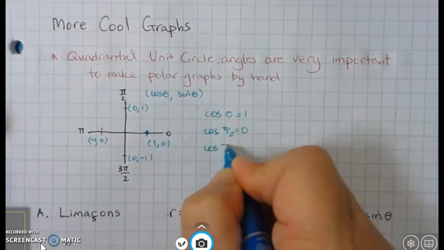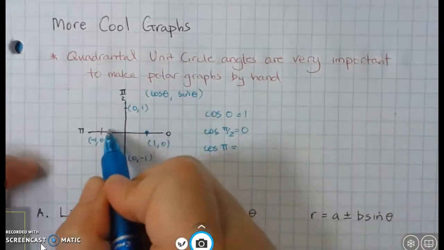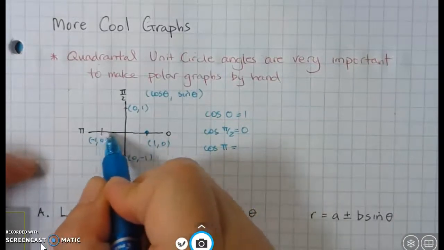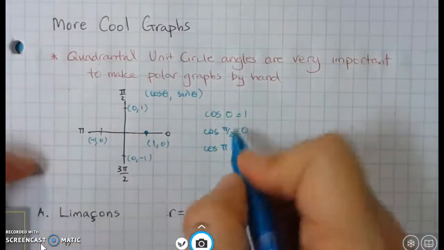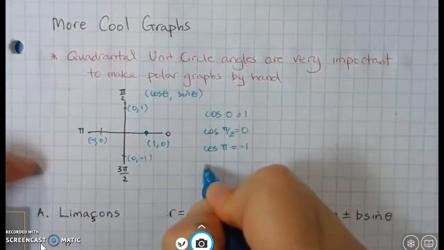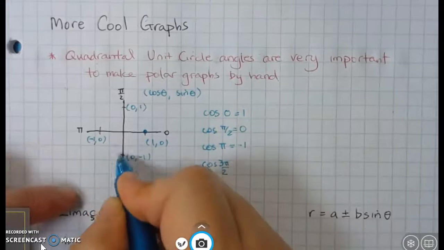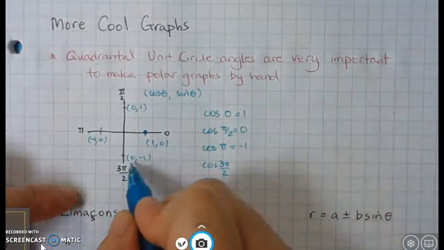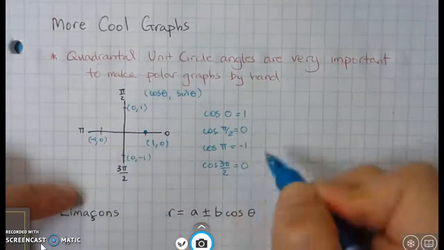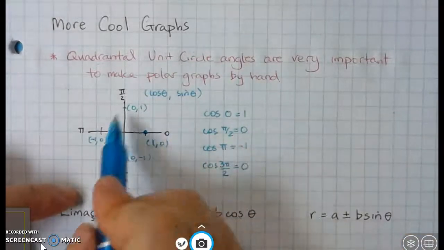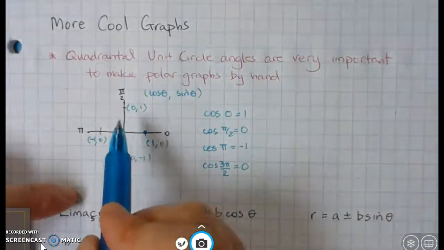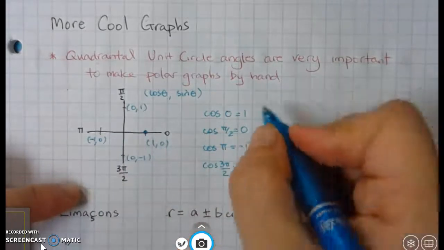Cosine of pi: pi radians is right here, 180 degrees. The x-coordinate is negative 1. And then finally, cosine of 3 pi over 2 is 270 degrees right here, and the x-coordinate is again 0. Hopefully you can figure this out. If you need to draw your quadrantal unit circle, by all means do so.